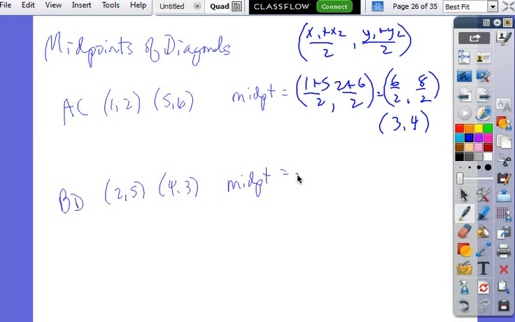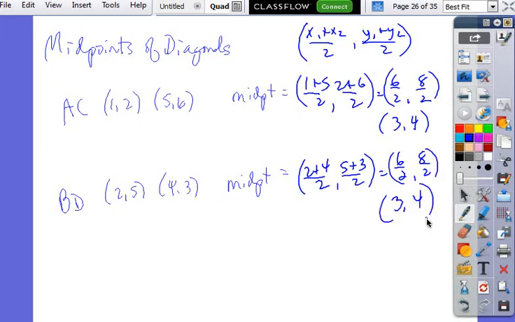This one, should those be the same? Yes. We said parallelogram at the beginning, so they should be the same. So all we're doing right here is verifying that parallelogram was the right answer.